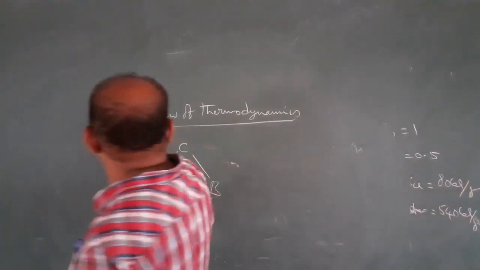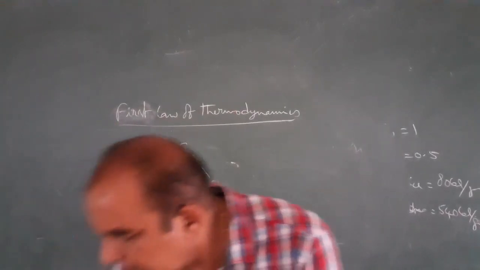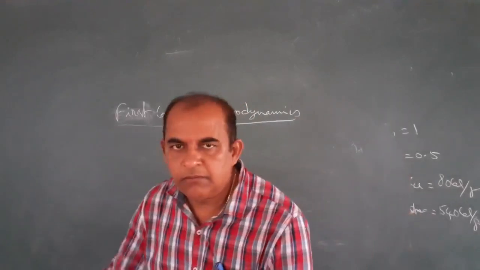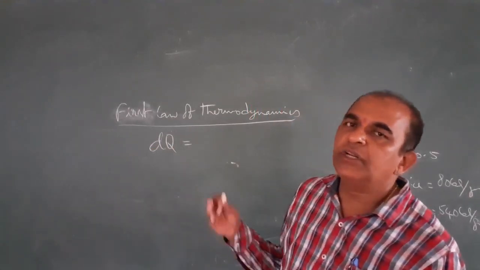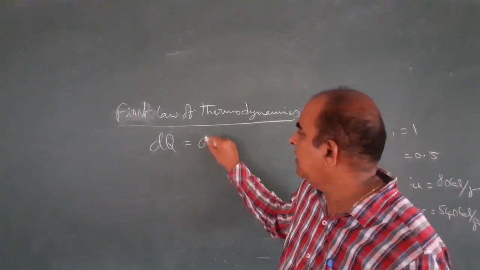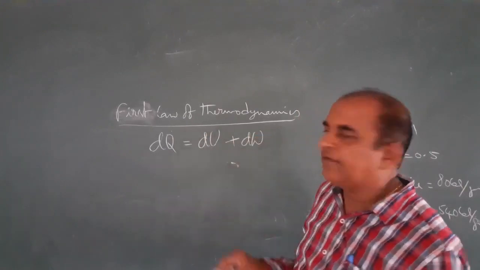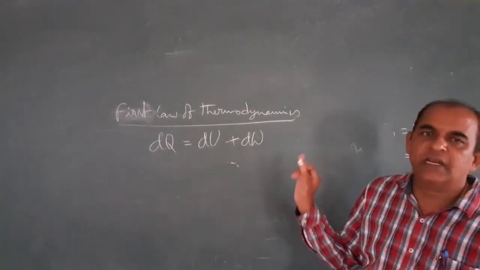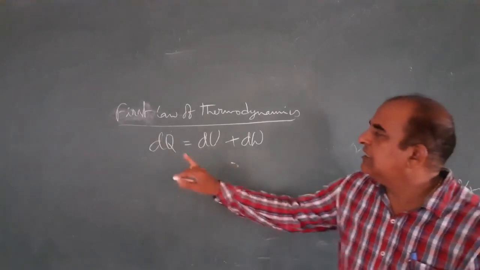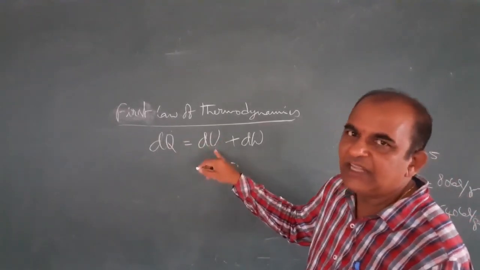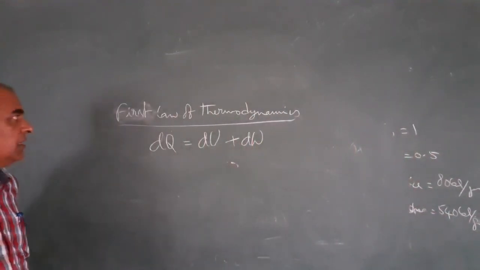Next, the first law of thermodynamics. The first law states that for a system, suppose heat energy is supplied, then that heat energy is utilized partly to increase its internal energy and partly for work done. This is the first law of thermodynamics. It is based on the conservation of energy. Heat supplied to a system is equal to the sum of the increase in its internal energy and the work done by the system.